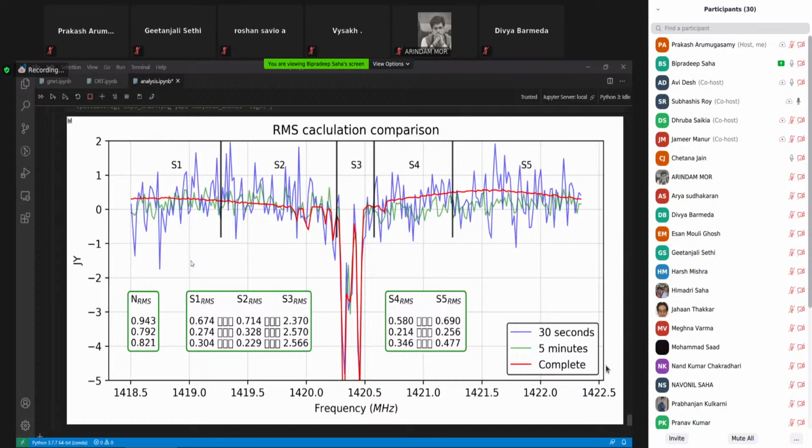Two polarizations will be there, RR and LL, so that they can do separately. And I think for the 30 seconds data, I have given three different baselines. As far as I recall, these are probably for three different baselines. No, only a single baseline. Yes, baseline 116, with 30 seconds of data.